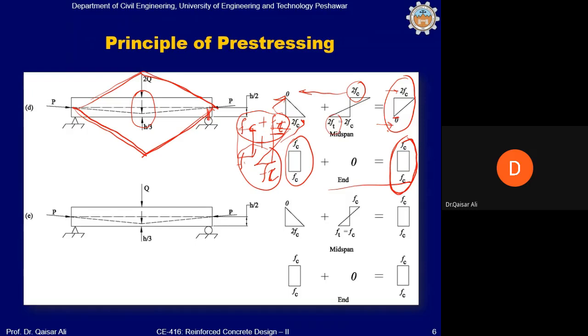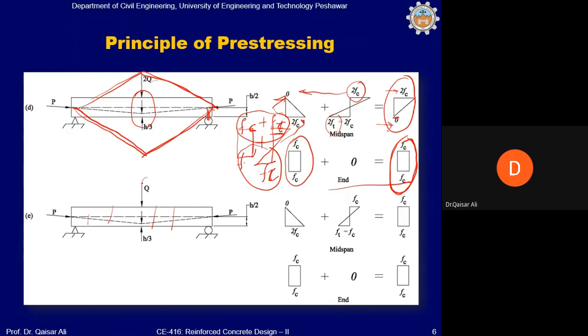Okay. Now let's look at the final situation where we have produced a situation by the eccentric application of force P, such that at any location all along the length, the beam is perfectly in a state of compression with no tension anywhere, which is the most favorable condition. So let's say instead of load 2Q, we now apply a load Q.